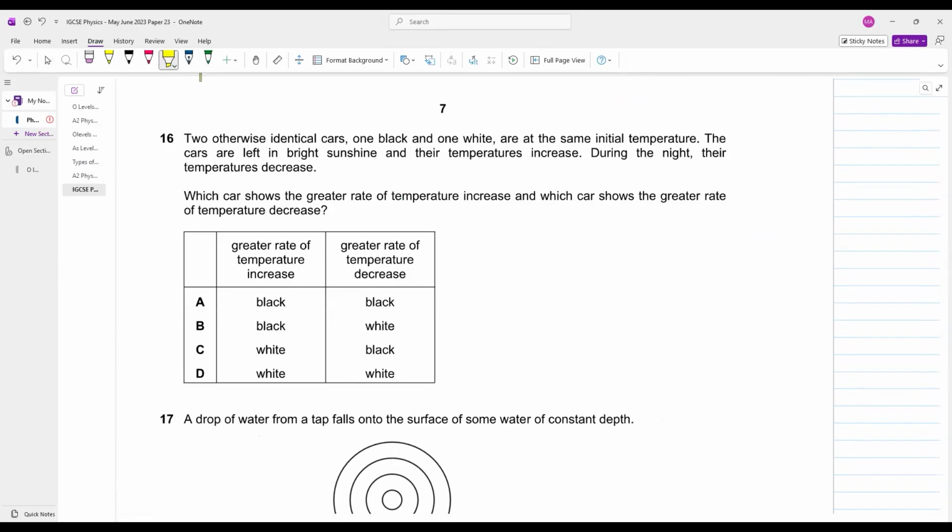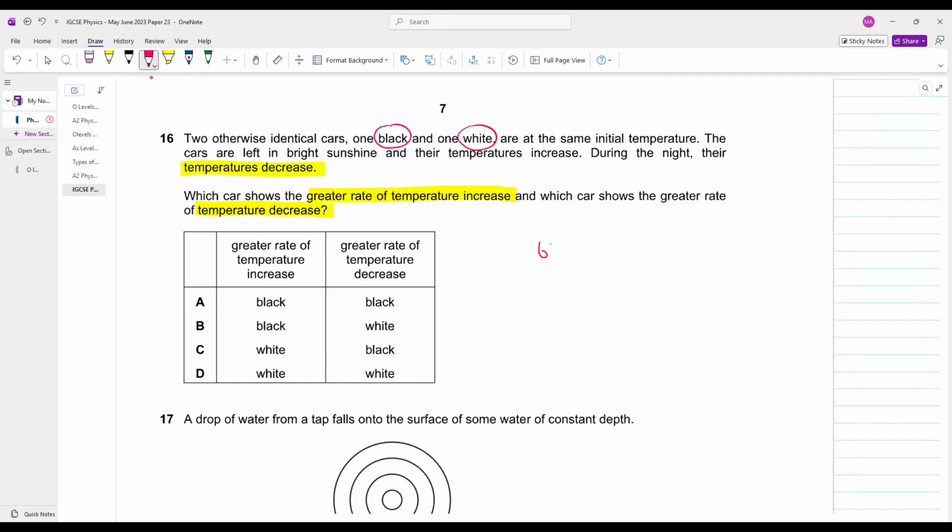Two otherwise identical cars, one black and one white, are at the same initial temperature. The cars are left in bright sunshine and their temperature increases. During the night, their temperature decreases. Which car shows the greater rate of temperature increase? Which car shows the greater rate of temperature decrease? You have one black and one white car.